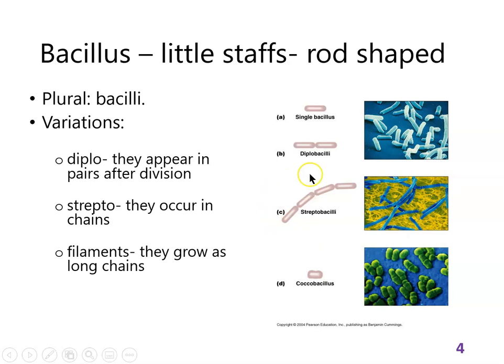So these are very common, and in cases where they grow as single cells, a lot of these will be motile. That is, they can swim through water. Others might be motile in different ways, where they can sort of crawl along surfaces.